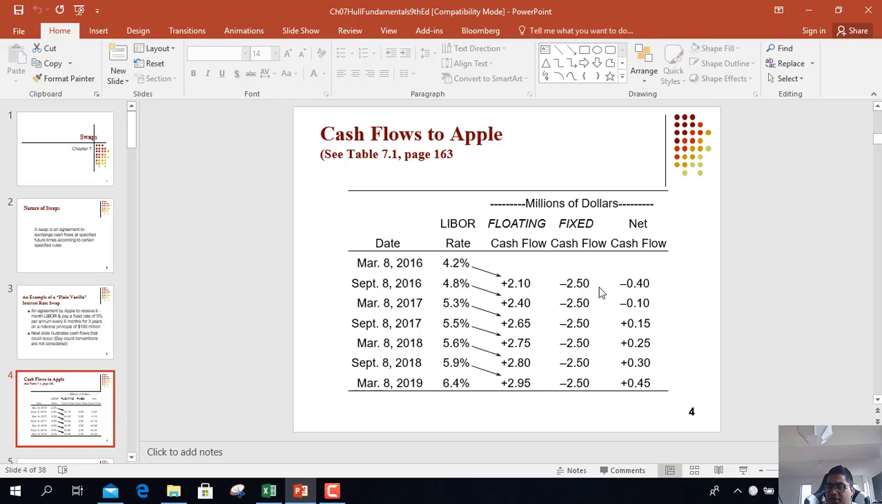Whatever fixed cash flow is there, you need to consider that and then calculate the net cash flows. One important thing in swaps: the rates are decided at the start of the period, but paid at the end of the period. So it's a 6-month obligation. The rate is decided at the beginning of 6 months, but paid at the end of 6 months. So on March 8th, the rate would be decided as 4.2, but it will be paid on September 8th. The rate decided in September will be paid in March, and the rate decided in March will be paid in September. Okay.